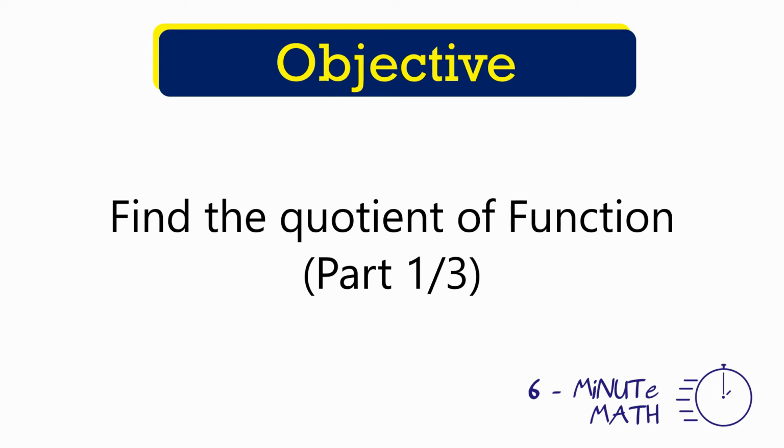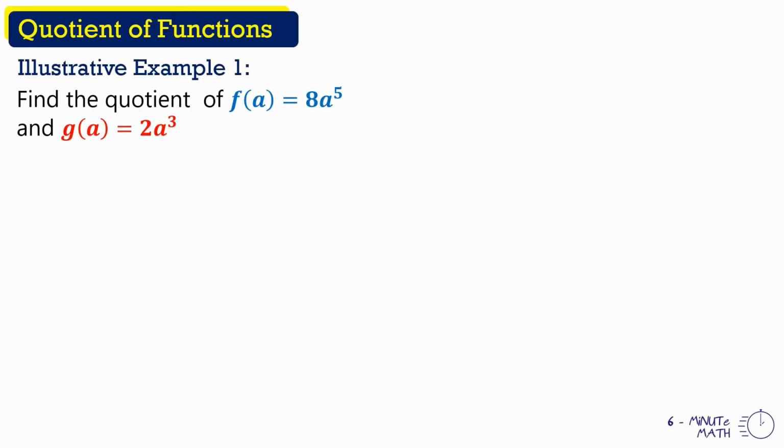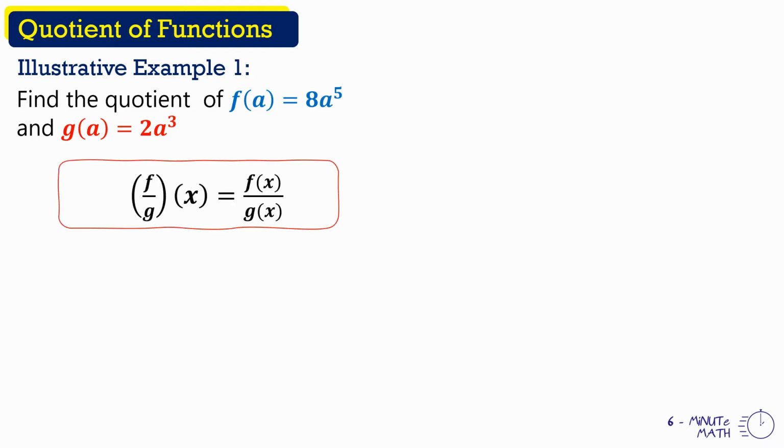Para sa video na to, pag-aaralan natin kung paano kumuha ng quotient ng function, or kung paano mag-divide ng functions. Find the quotient of f of a is equal to 8a raised to 5 and g of a is equal to 2a cubed. So, 2a cubed lang siya. Ang tatandaan nyo lang, in getting the quotient, ang function notation natin ay f over g of x is equal to f of x over g of x.